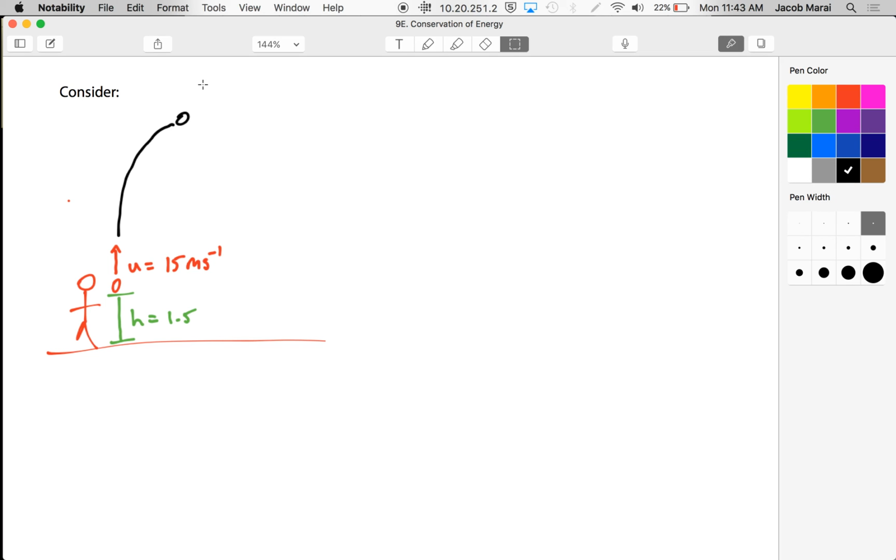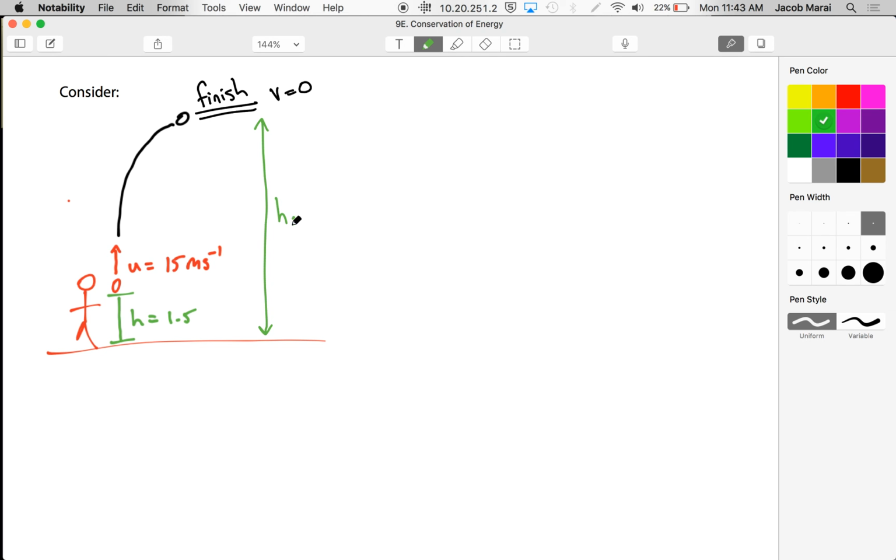Let's consider this object. It finishes here, v equals 0, at a certain height. It had an initial height of 1.5. When you throw an object, it leaves your hand. It's not leaving from h equals 0. It's actually at a certain height. It's got potential already. Then we give it kinetic. So what we're going to do here, we're going to determine at the start, we can say that the total energy is EP plus EK plus EF.